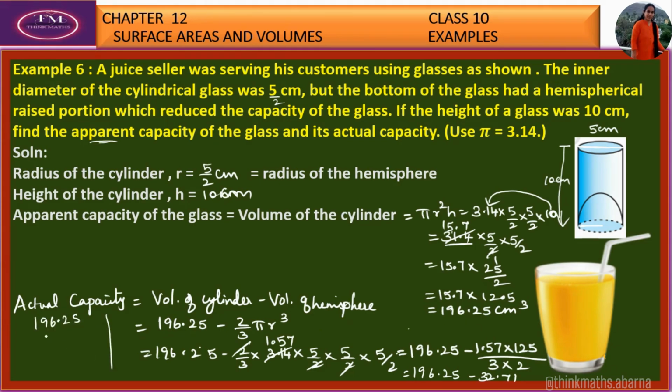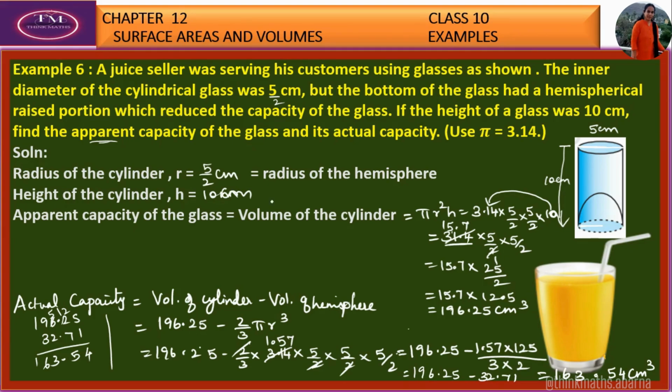So if you subtract, I am subtracting here 196.25 minus 32.71. So 5 minus 1, 4. 2 minus 7 not possible. So I am taking a number. So this will become 12. 12 minus 7 is 5. 5 minus 2, 3. 9 minus 3, 6 and 1. So it is 163.54 centimeter cube. So this is the actual capacity of this vessel.